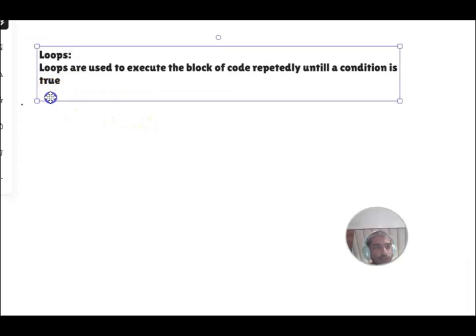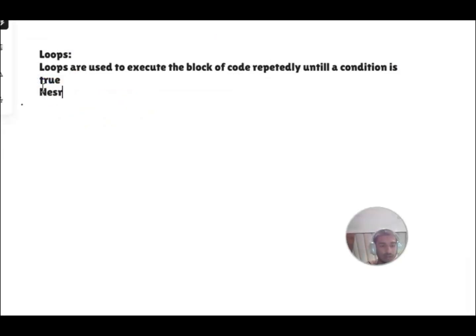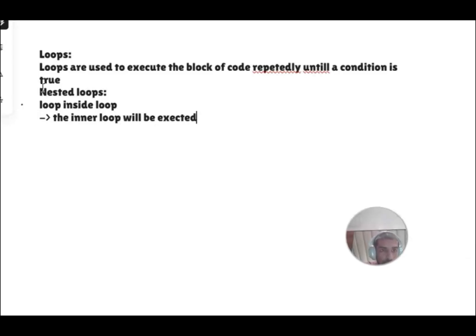Let's see about nested loops. Basically, a nested loop is nothing but a loop inside a loop. The most important point here is the inner loop will be executed one time for each iteration of the outer loop. The inner loop will be executed once for each iteration.